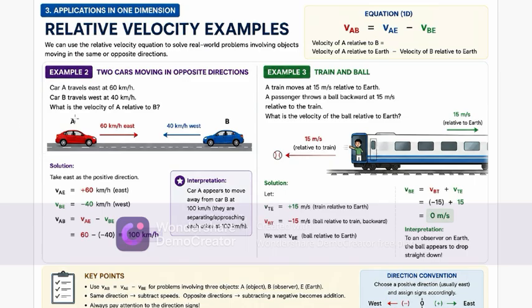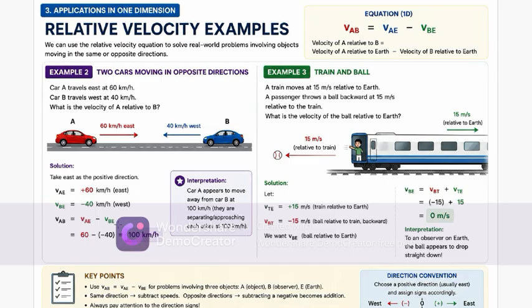We see that car A travels east at 60 km per hour. Then car B travels west at 40 km per hour. We need to find VAB, A relative to B. VAE is moving in the positive direction. What about VBE? It's moving in the negative direction. So the equation is VAB equals VAE minus VBE. We put 60 km per hour minus, since that one is negative, 60 minus negative 40, which becomes positive, and the answer is 100 km per hour.